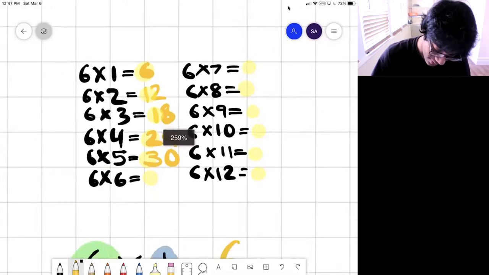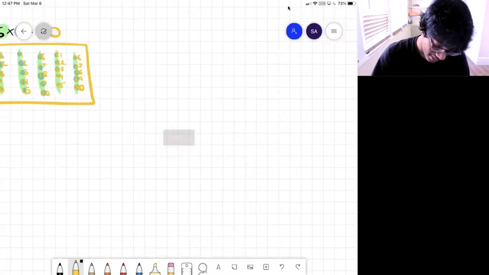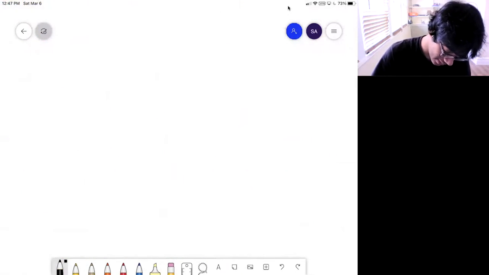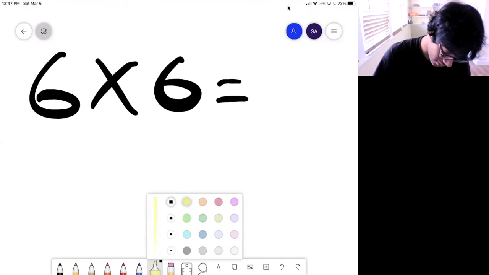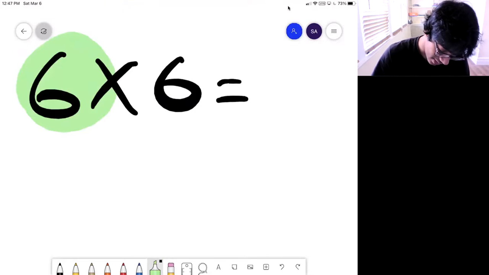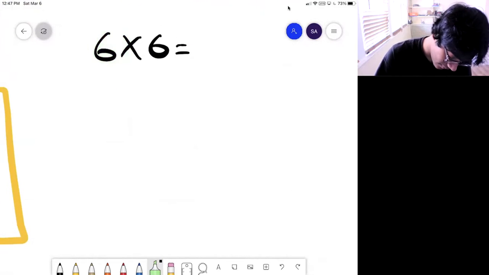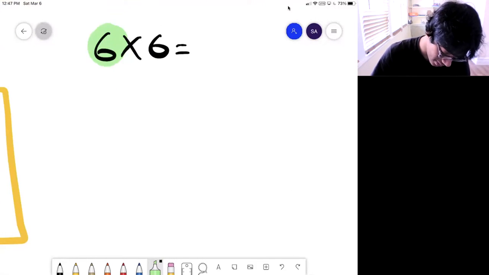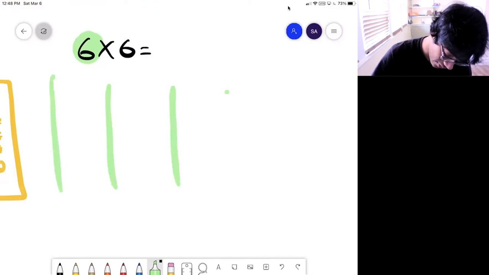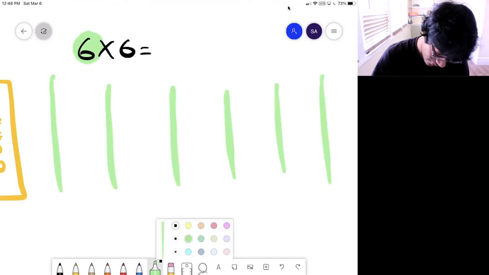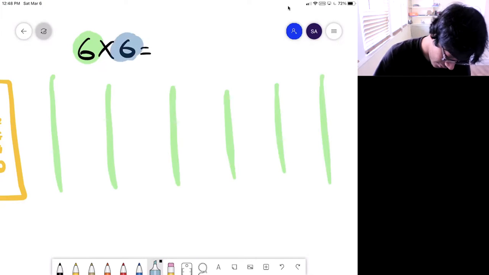Now let's do 6 times 6. And let's do it right here. 6 times 6. So we're going to have the same story here. 6 columns. So that's going to look a little bit like this. Maybe it's going to be a little bit squeezed up here. 1, 2, 3, 4, 5, 6. And we're going to have 6 dots in each column. So 1, 2, 3, 4, 5, 6.